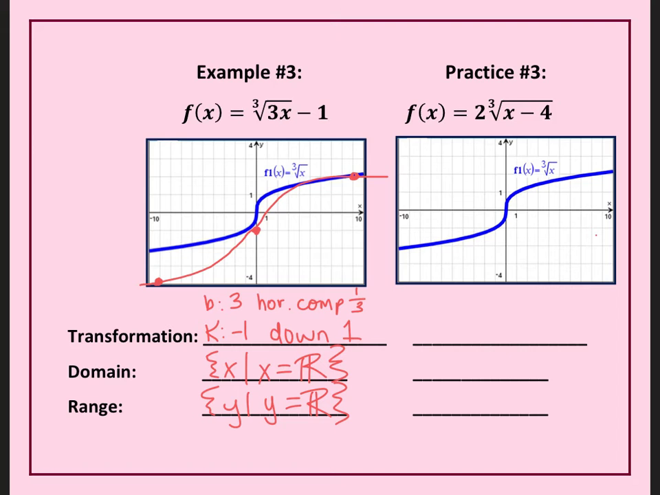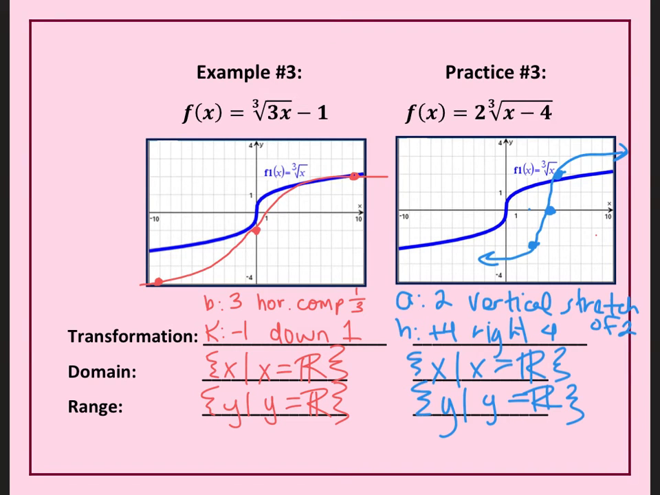So go ahead and pause this video and try the second one on your own. Okay, go ahead and check your work there. We had a was 2. This caused a vertical stretch of 2. And h was a positive 4, so the graph shifted right 4. So I always start with my origin, and my origin, that point shifted right 4.